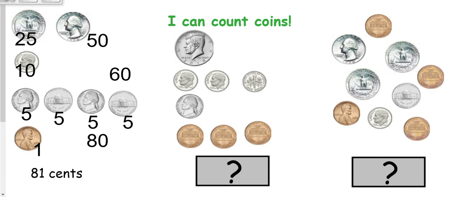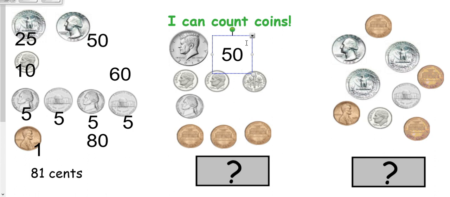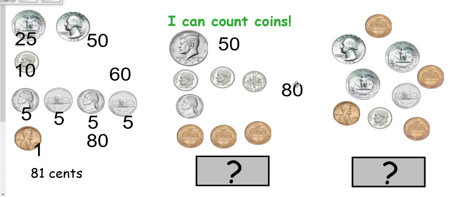This is a half dollar. I know that a half dollar is worth 50 cents. So this is the coin I'm going to start counting with because it's worth the most. It's worth 50 cents. Now I'm going to start counting my dimes. My dimes are each worth 10 cents, so I can skip count by tens. Count with me. 50, 60, 70, 80. Right now we are up to 80 cents.